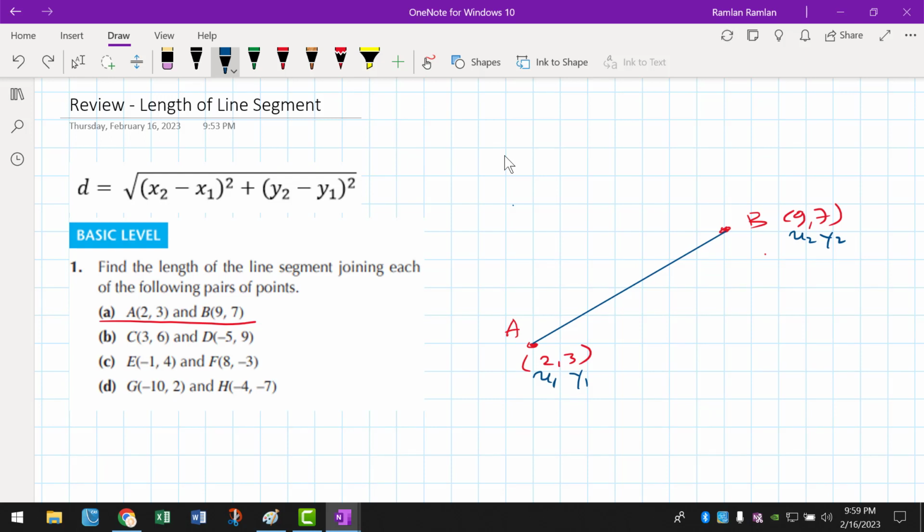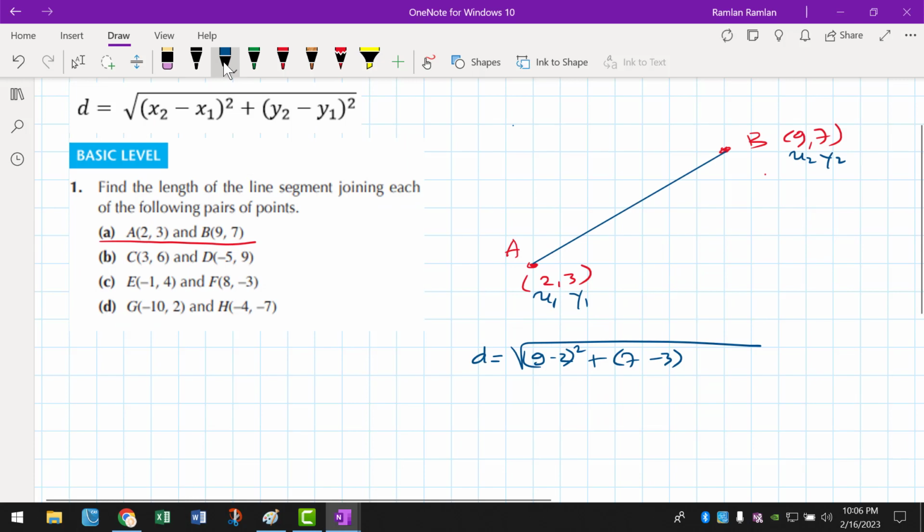Now let's use the formula. The distance will be equal to the square root of x2 minus x1, so it's 9 minus 2, squared, and then add 7 minus 3. 9 minus 2 comes from here and here, x2 minus x1, and 7 minus 3 comes from the 7 here and 3 over here. I forgot to put the square, so put the square over here. Same thing with the formula.